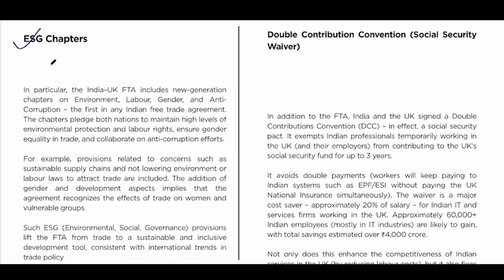Then the free trade agreement document has an ESG chapter. What does this ESG mean?